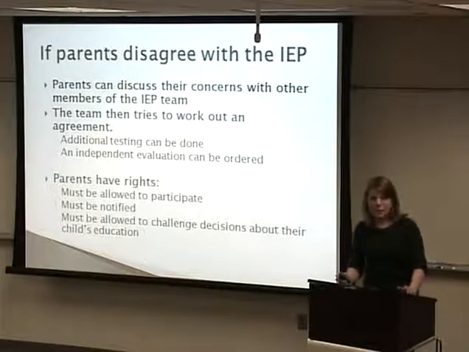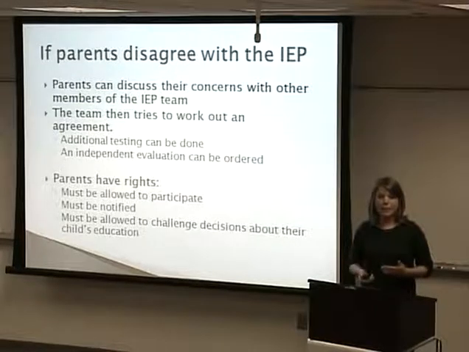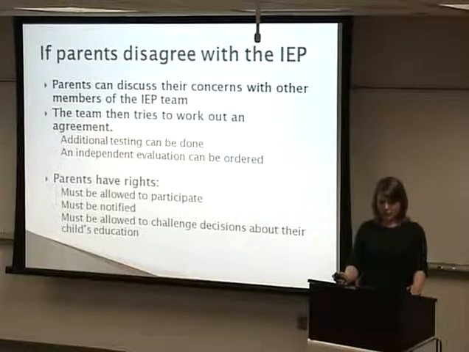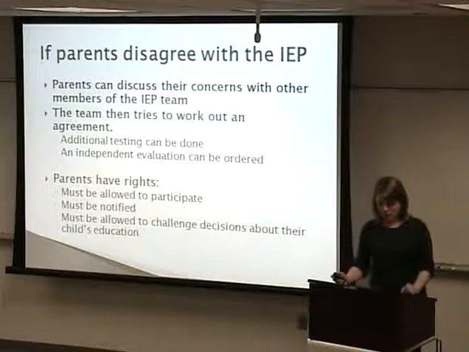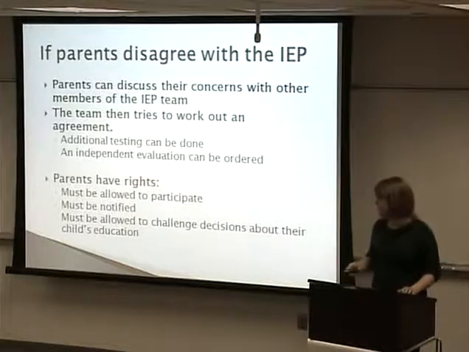If parents disagree with the plan or any changes made to the plan, they can discuss their concerns with other members of the team. And then the team can try to work together to compromise and figure out an agreement that will work for everyone. Additional testing can be done for the child, and that includes an independent evaluation that can be ordered. Through all of this, parents have rights. They must be allowed to participate. They must be notified. They must be allowed to challenge decisions about their child's education.